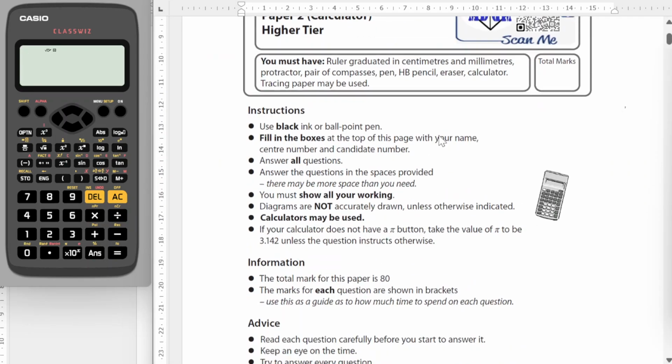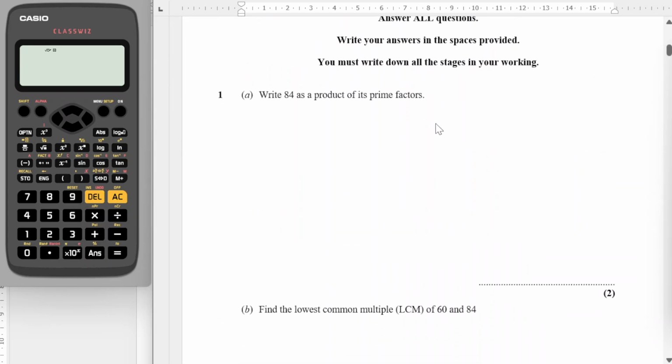Okay, so question one. Write 84 as a product of its prime factors. On a calculator paper, on a calculator this is quite straightforward. If you press 84 and then press equals, that puts it into your calculator's answer system. If you then press shift and then the button with fact in amber writing, that gives you the power of its prime factors. So that's 2 squared times 3 times 7.